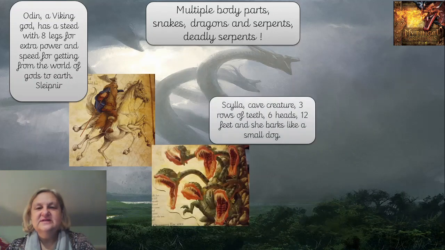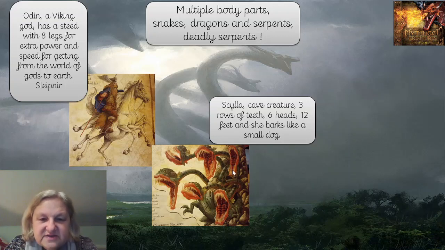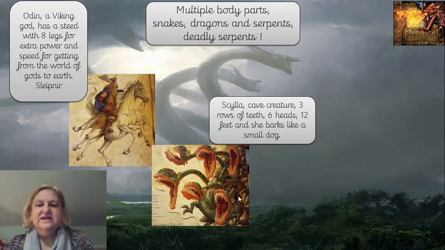So Scylla is a cave creature with 3 rows of teeth. Don't know if you can see them in there. There's 3 little rows of teeth. It has 6 heads, 12 feet, and she barks like a small dog.